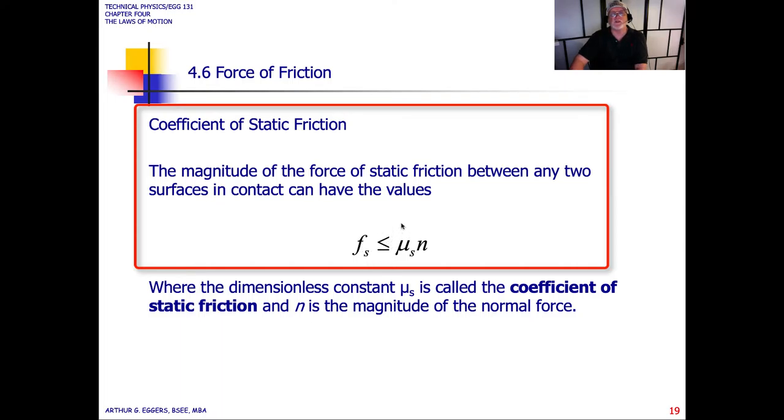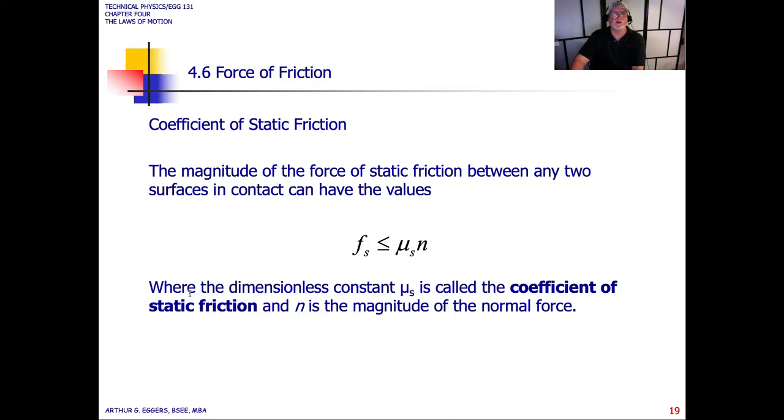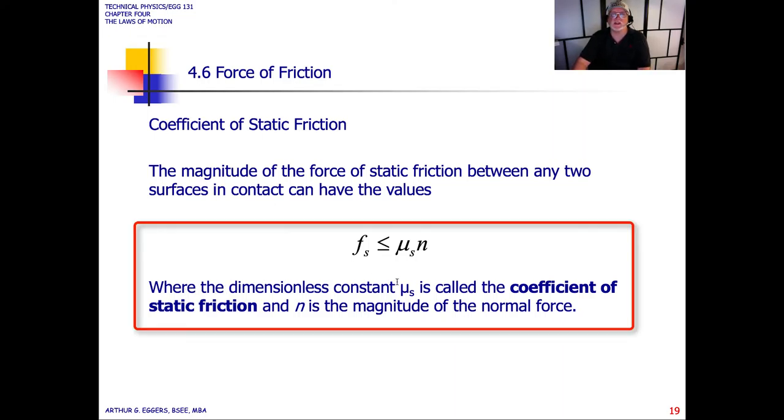And you'll notice now we don't have an equals or a definition. We've got the static friction is less than or equal to mu s times the normal force, so that little N is the normal force. Let's go back here. As we look at this, there is N, and what we're not showing in this problem is that there is a coefficient of friction involved. The dimensionless constant mu s just becomes a multiplier, it's just a number, called the coefficient of static friction, and N is the magnitude of the normal force.